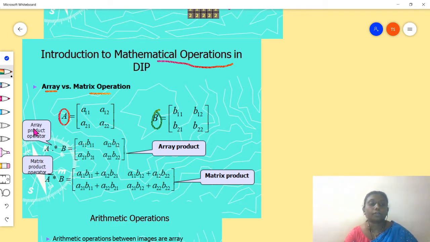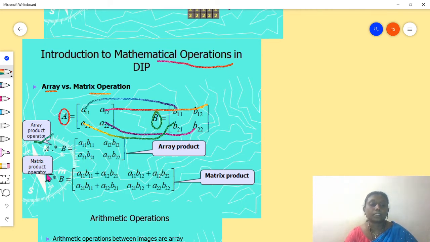And now if they are calculating the array product of array for the array, then the product of array results in the values A11, B11, and A12, B12, and here A21, B21, the product of these two, and A22, B22. In this way, this is product with this, and this is product with this, and this is product with this, and this is product with this. In this way, array product is calculated.